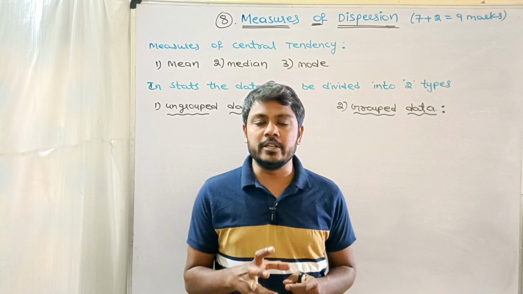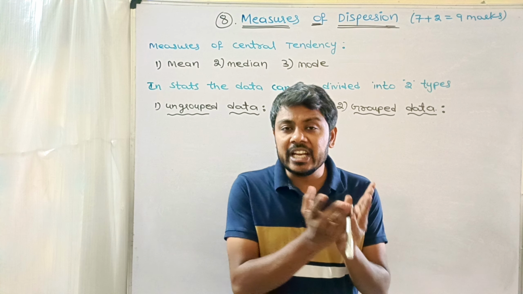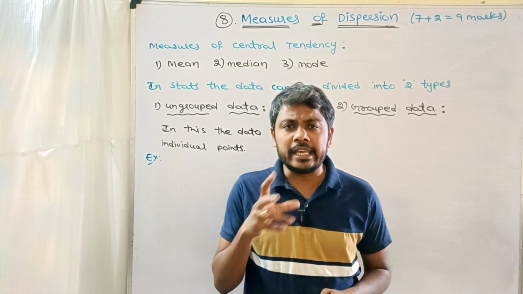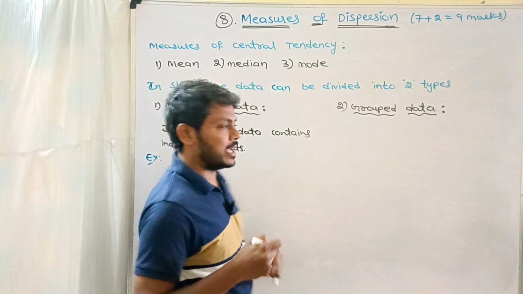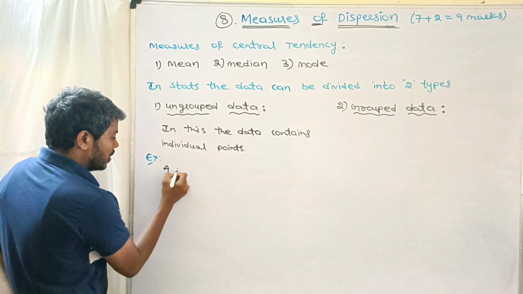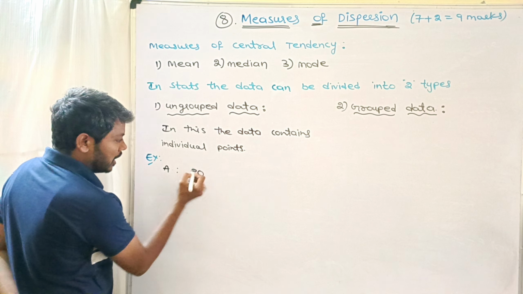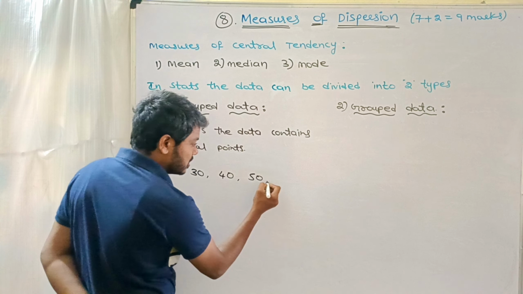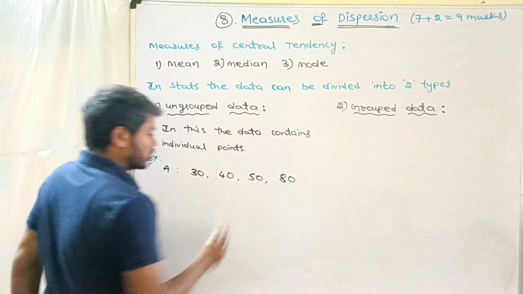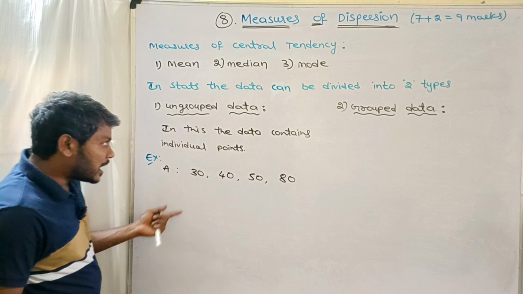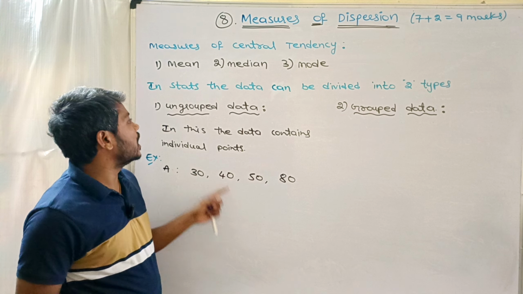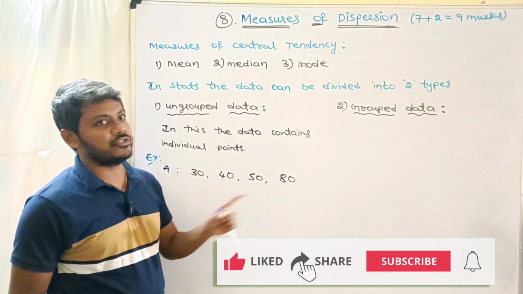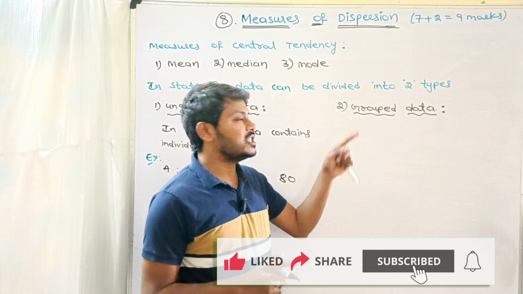Ungrouped data means the data contains individual points. See, individual point means, for example, in any cricket match, a batsman A scored like 30 in the first match, 40 in the second match, 50 in the third match, and 80 in the fourth match. So this type of data is called ungrouped data. It contains only individual points. Next one is grouped data.